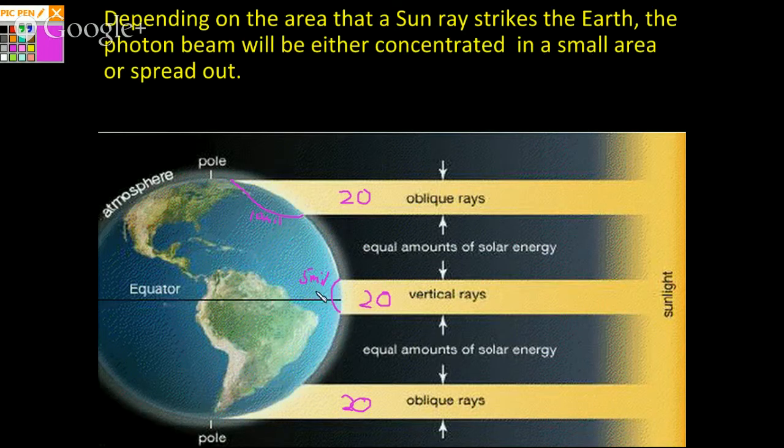So if you were to do the math to find out the amount of energy reaching every square mile, 20 divided by 5 would be 4 photons per square mile. And this area is receiving 2 photons per square mile, 20 divided by 10. So this area is actually receiving fewer photons per square mile than this area, because this 20 million photon ray is striking over a smaller area, and this 20 million photon ray is striking over a larger area.